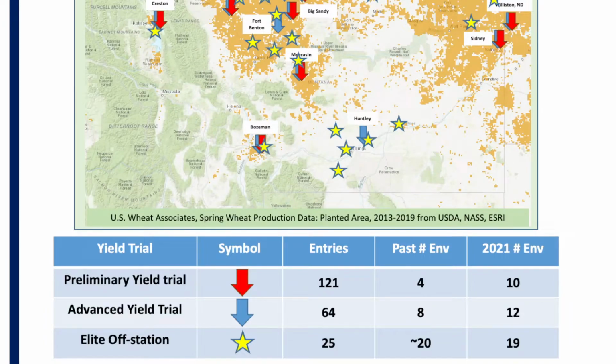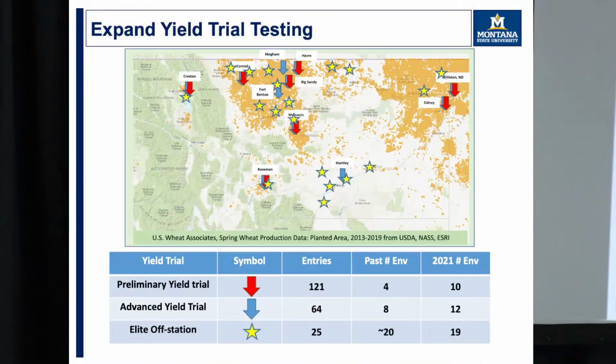So what we've done is expand the number of locations in which these breeding trials are located. Our preliminary yield trial, we've bumped up from 4 environments to 10 environments. Our advanced yield trial, we bumped up from 8 environments to 12 environments. And here you can see on the map where these are located.